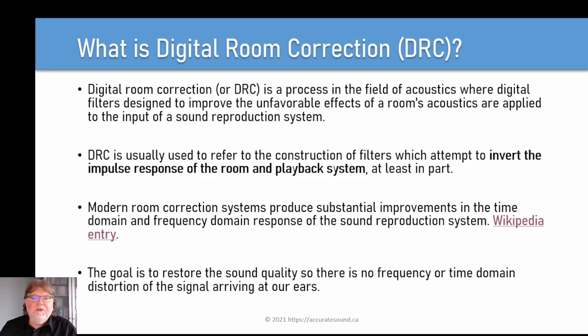The top three paragraphs come from the Wikipedia definition. Digital room correction is a process in the field of acoustics where digital filters designed to improve the unfavorable effects of a room's acoustics are applied to the input of a sound reproduction system. DRC usually refers to the construction of filters which attempt to invert the impulse response of the room and playback system, at least in part. Modern room correction systems produce substantial improvements in the time and frequency domain response of the sound reproduction system.